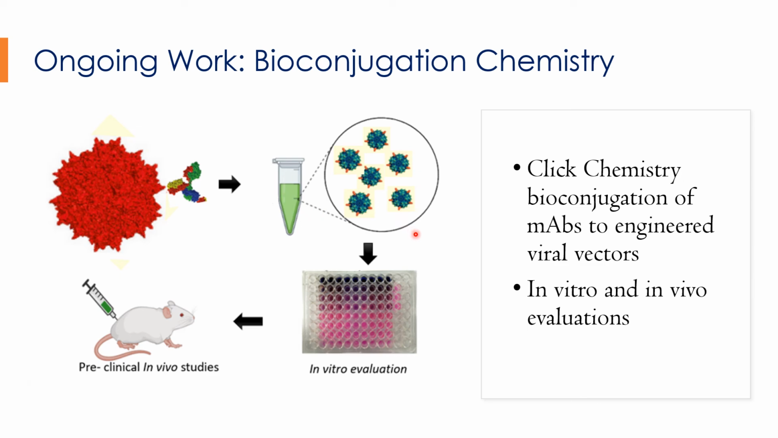Then we will go ahead to do quality control to determine how much protein is conjugated to the virus, do functional analysis, and determine the presence of the virus on SDS-PAGE. Once that is confirmed, I will go ahead to do in vitro evaluation, where EGFR positive cell lines, specifically A431 cell lines, will be used. Then I will proceed to in vivo models.